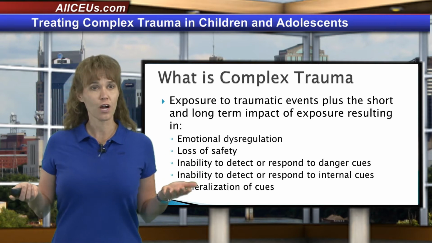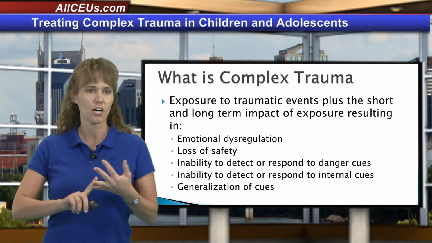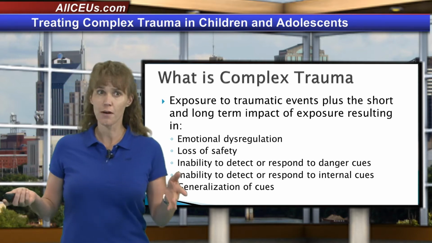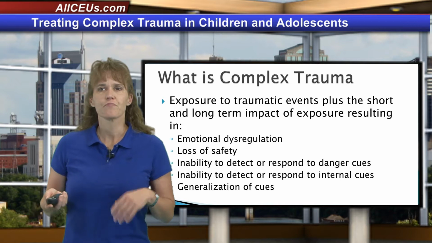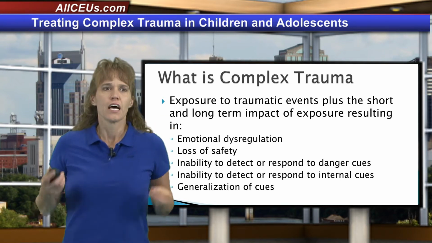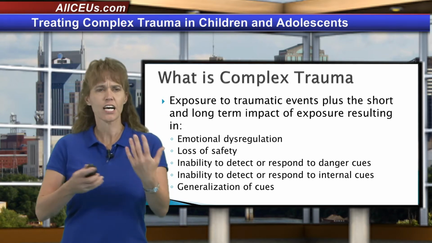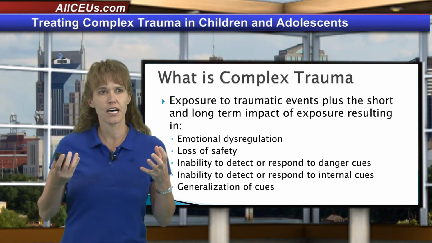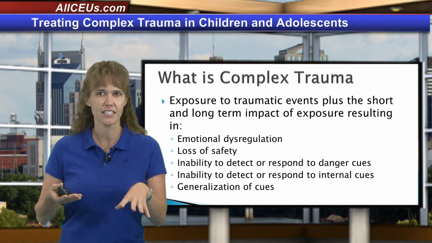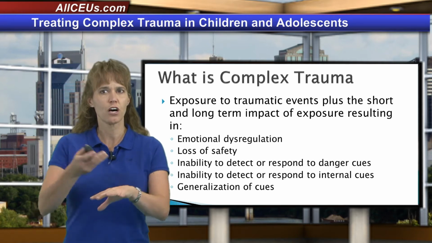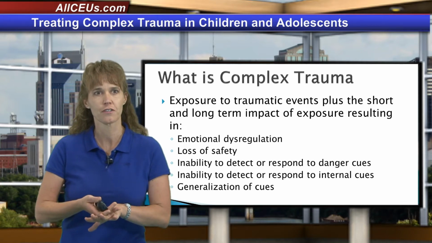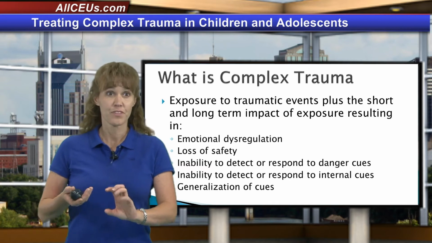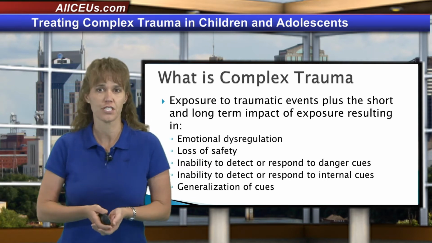So what is complex trauma? We talk about PTSD, we talk about generalized anxiety disorder, we talk about acute stress disorder, but complex trauma is not in the DSM. So what is it? Complex trauma is the combination or the outcome when you have a child or youth exposed to traumatic events, and then we look at the short and long-term impact of that exposure. Because guess what? The short-term impacts that cause changes, they're going to have reverberating impacts over time.